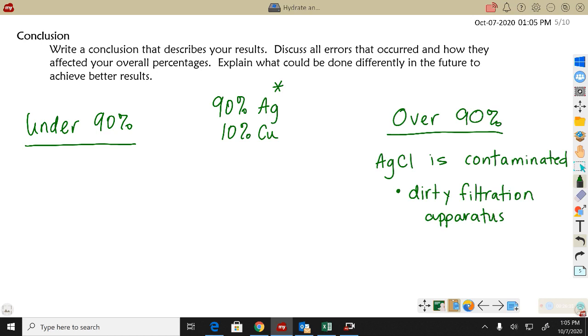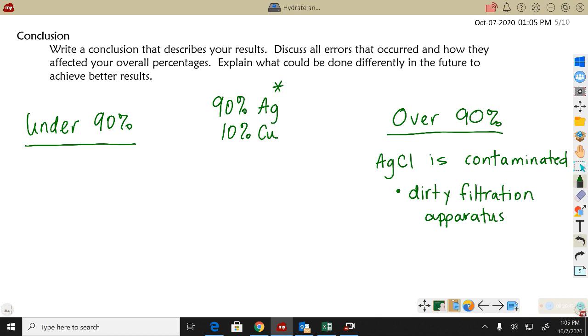That's what we're also going to talk about in our conclusion. We're going to explain that our percent yield was a little bit too high. It should have been 90, or I should say our percent silver was a little too high. It should have been 90. Most likely that means our silver chloride was just ever so slightly contaminated. And because I did notice the dark specks, it's probably from the dirty filtration apparatus. So next time I would clean that out well before using.